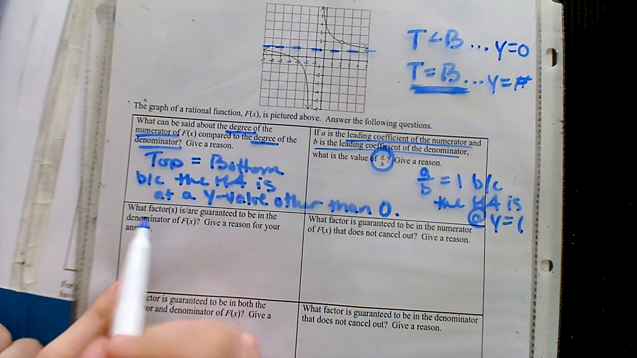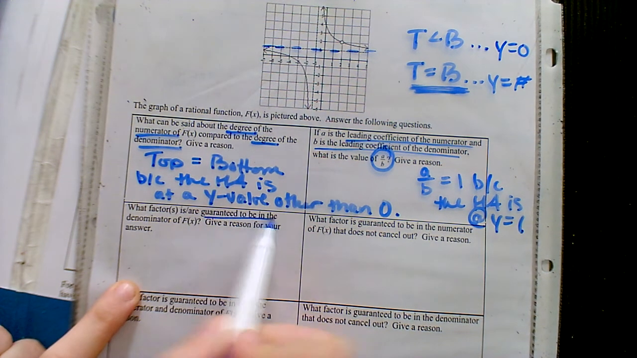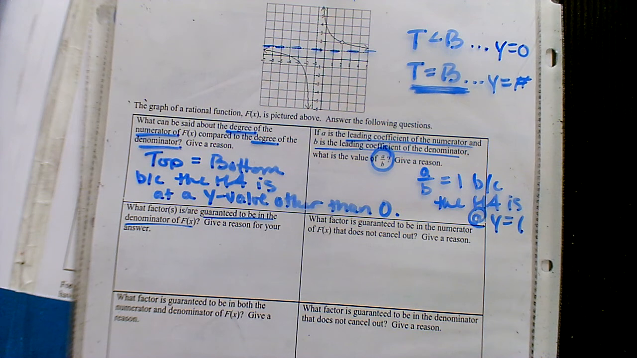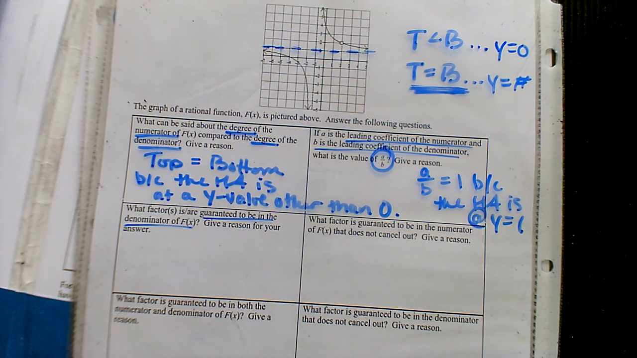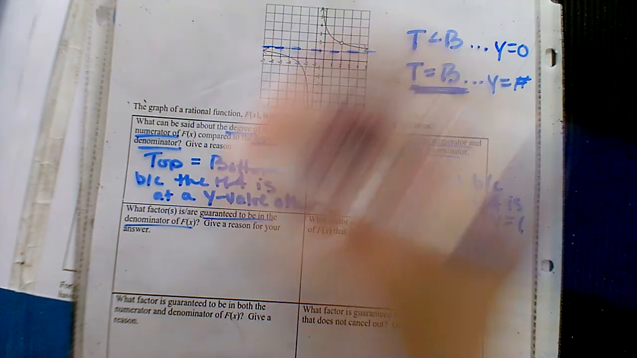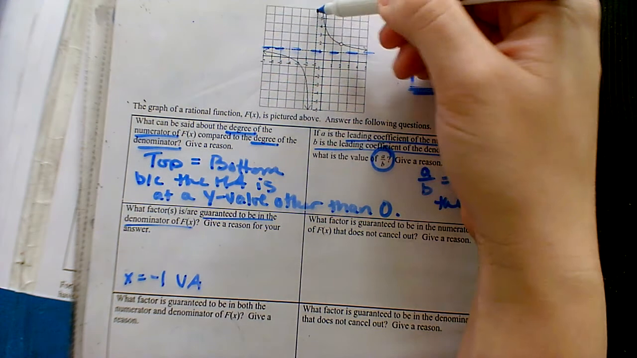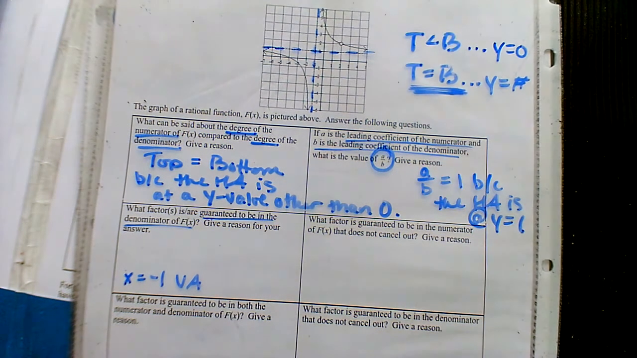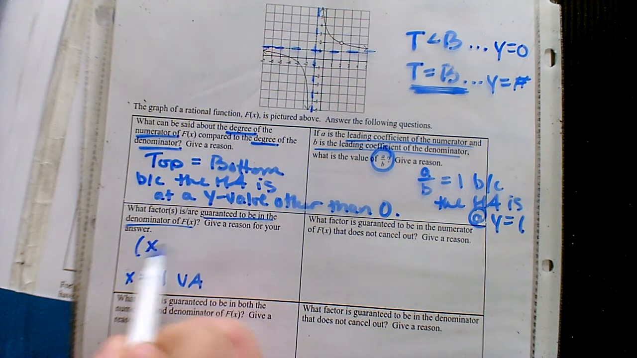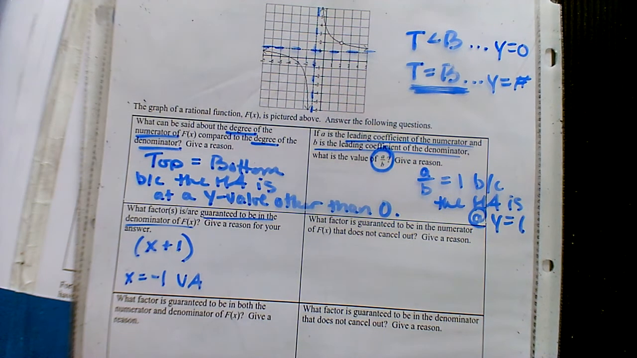All right, let's try the next one. What factors are guaranteed to be in the bottom of our function if we actually had an equation? Can we figure out what factors would be in the bottom? What do you think, Lizzie? Why? Okay, x equals -1 is a vertical asymptote. So the related factor would be x plus 1.